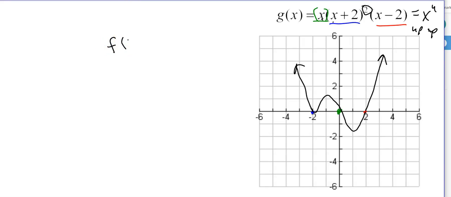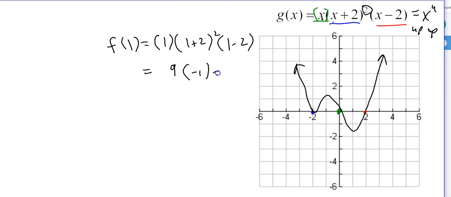You could plug in 1, f of 1. Let's see, that would be 1 times (1 plus 2) squared times (1 minus 2). So we get 1 times 3 squared, which is 9. So 1 times 9 is 9, times -1, which is -9. Wow, it goes a lot further down than I thought. So way down there. I can't even go down far enough. And again, you could plug in -1 as well to maybe figure out how high that goes. I have a feeling it's going to go higher than I drew it there.